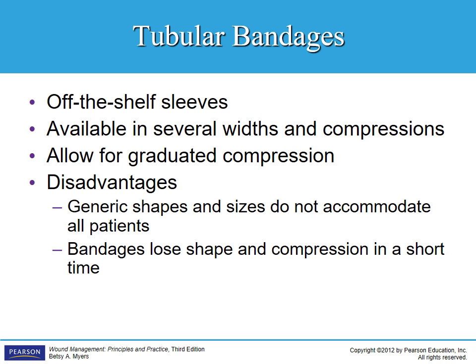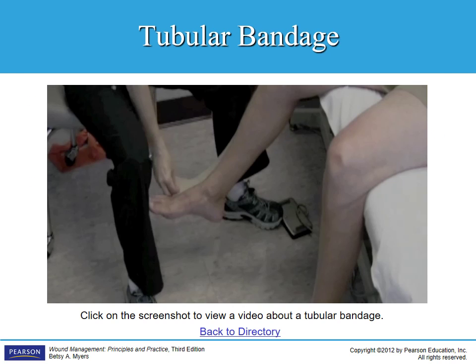Tubular bandages off the shelf, they allow for graduated compression. They don't accommodate all patients. They lose shape and compression in a pretty short period of time. So usually they're for much lighter compressions. This is an example of a tubular bandage. A tubular bandage, such as Tubigrip, is an off-the-shelf sleeve available in several widths and compressions. Tubular bandages combine therapeutic compression with ease of application and can be used over a thin primary wound dressing.